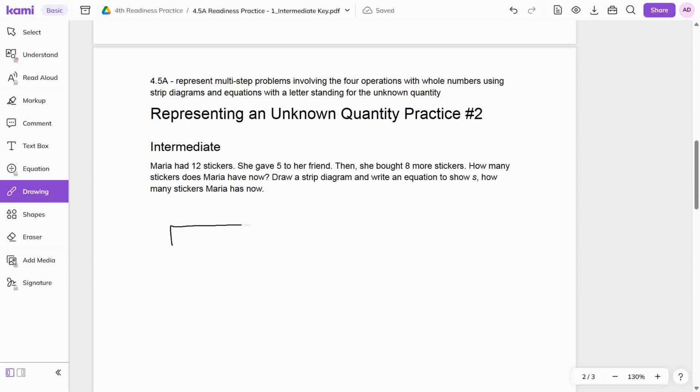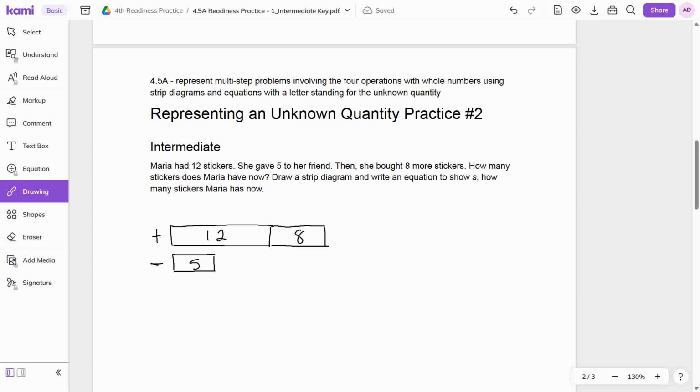We had 12 stickers. That's how many she has to begin with. And she gives 5 away. And so what I'm going to do is take a second bar down here, and I'm just going to say we're going to take 5 away. We're going to subtract that 5. Then she buys 8 more. Well, my top bar is going to be how much I'm adding. So I'm going to add this 8 more up to the top.